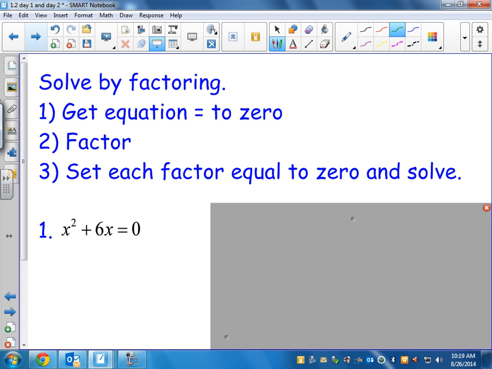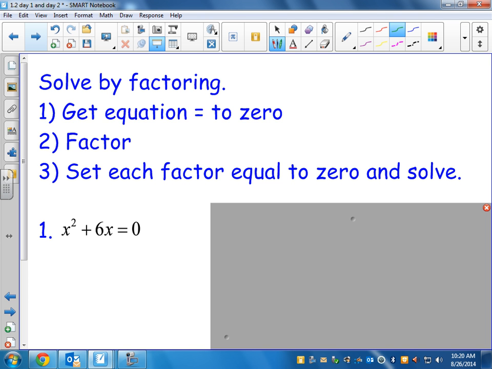We'll see. So when you solve by factoring, you've got to get the equation equal to 0 first. So if it's not equal to 0, you've got to make sure you do that. Step 2 is factor, which we've been doing a lot this year already. And then the zero product property. If you can factor it into multiplication, remember you can set each factor equal to 0 and solve it.